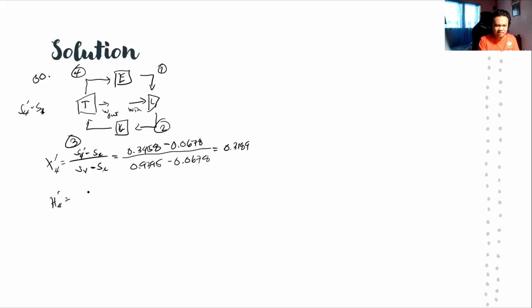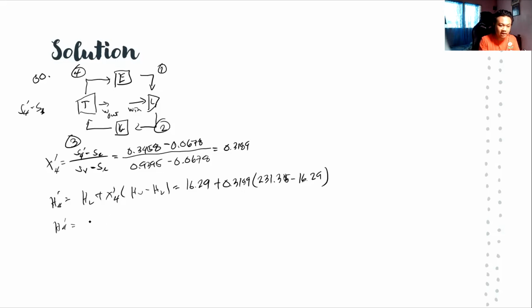Okay, so let's get our isentropic enthalpy, di ba? So H4 prime is HL plus X prime times HV minus HL. HL is still 16.29 plus 0.3189 times 231.35 minus 16.29. Okay, so we get H4 as 84.87 kilojoules per kilogram.